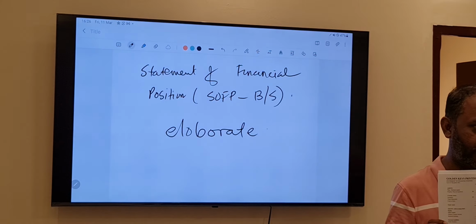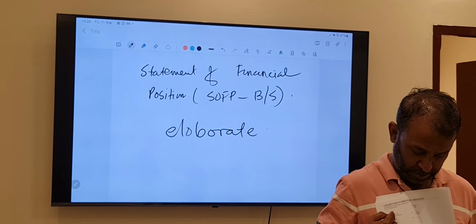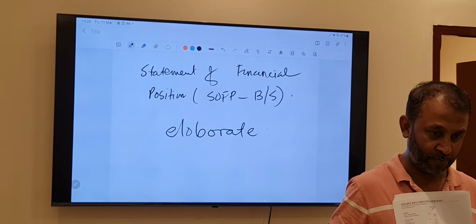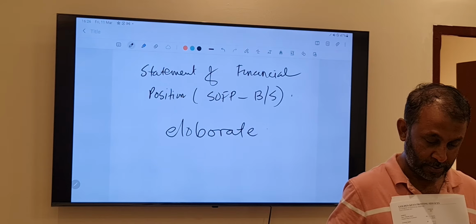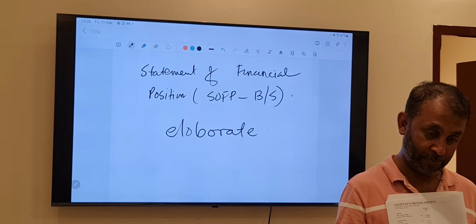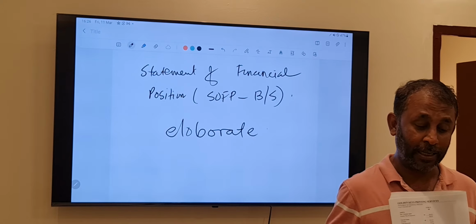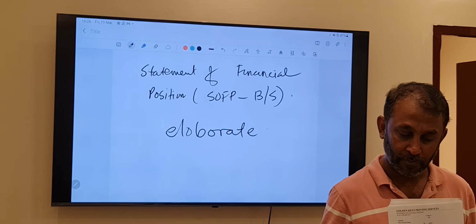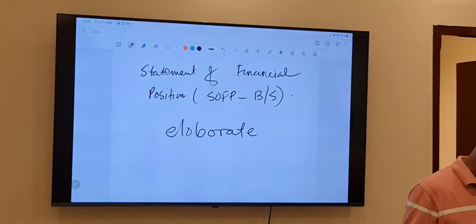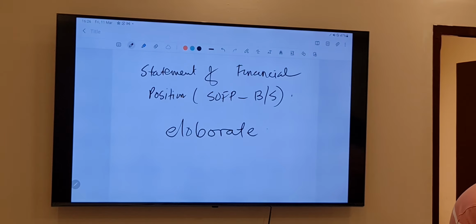So you have assets, capital and liabilities. Mr. Muhammad, you told this balance sheet is prepared at the end, but here you say at any given point of time. Yeah, that's exactly what it means by this.